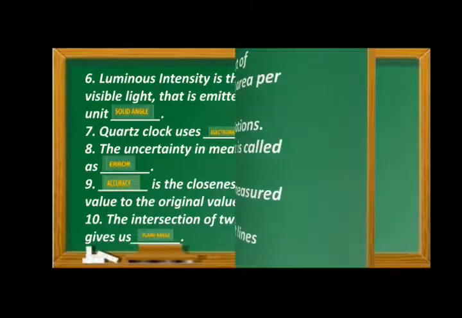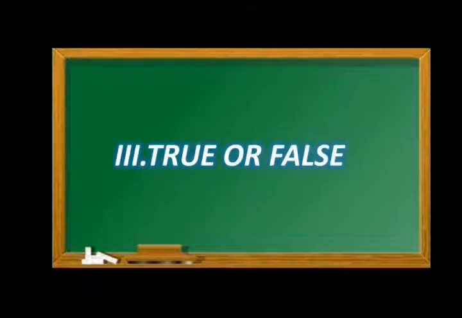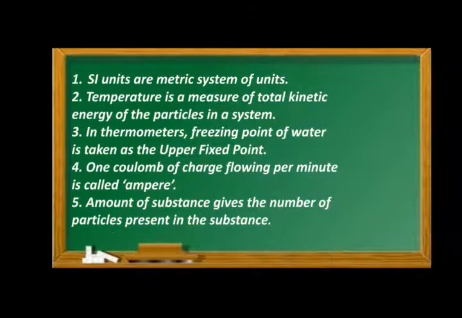Let us move on to the next Roman, that is true or false. You have to mark true for the statements that are correct, and you have to mark false for the statements that are wrong, and you must correct the false statements. SI units are metric system of units. True. Temperature is the measure of total kinetic energy of the particles in a system. False. Temperature is the measure of average kinetic energy of the particles in a system.